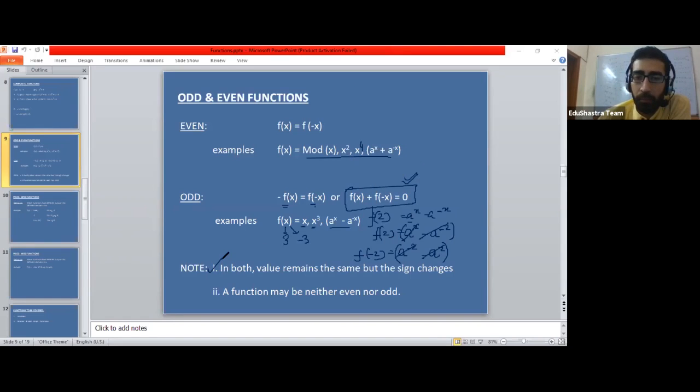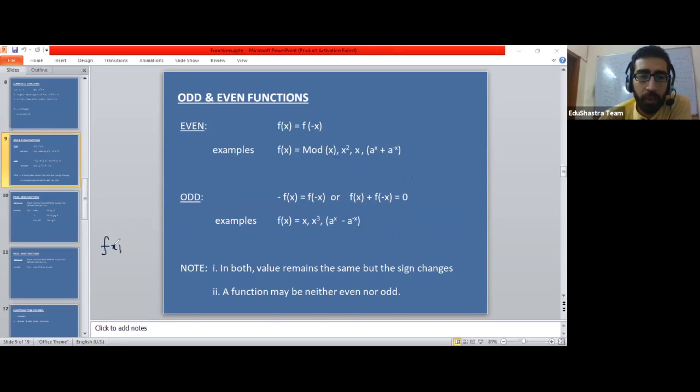What is important is whether, when you change x to minus x, the value remains the same or only the sign has changed. You get odd and even functions this way. For an odd function, the sign changes. For even, it doesn't. And of course, a function in which the value doesn't remain the same is neither even nor odd.